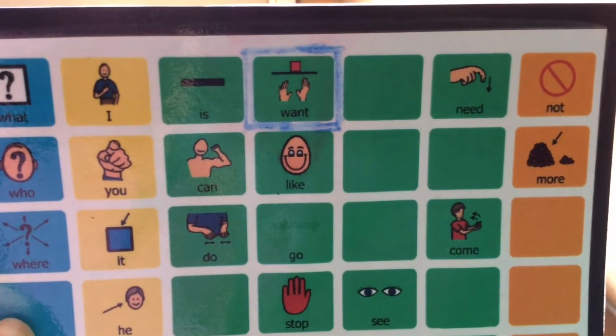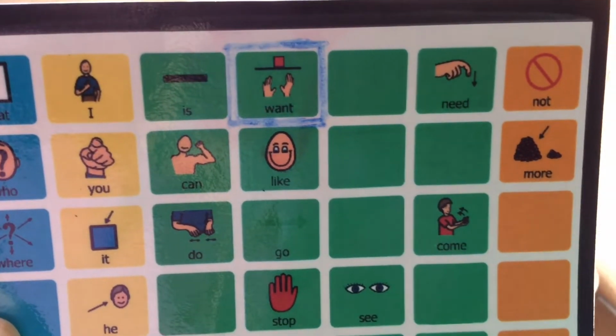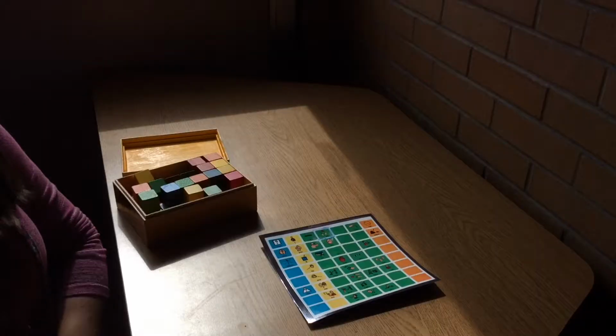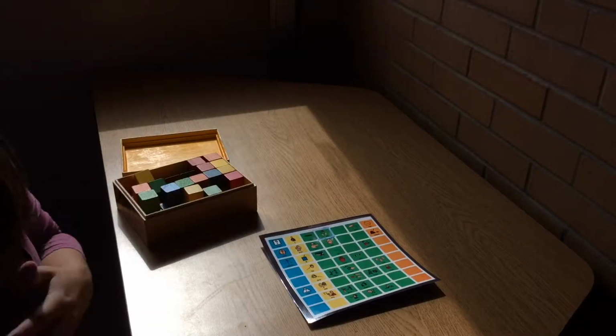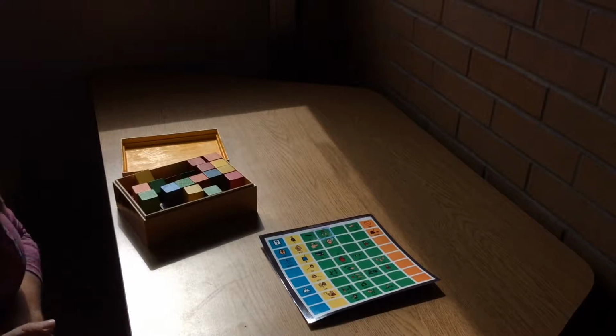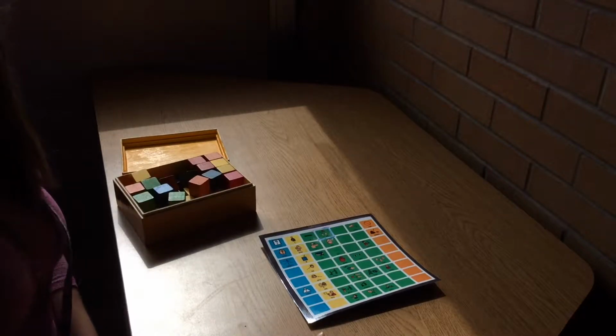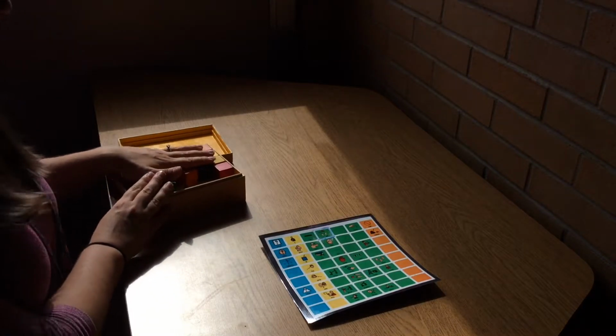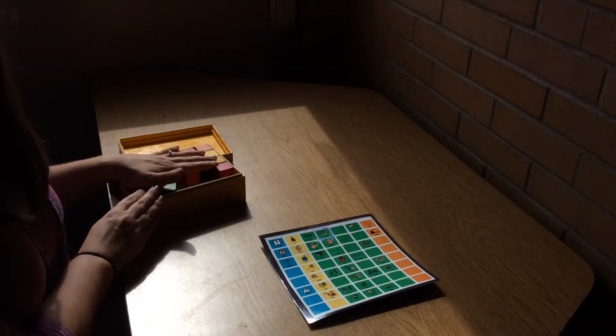So today we're just going to model a couple different situations or scenarios of how we can model the word want. One way we can model the word want is when you're playing with toys with your child on the floor or at the table. You can give a couple blocks for your kid to play with at first, and then you can have the other toys kind of away from them, out of reach.